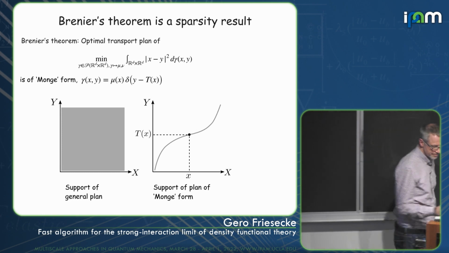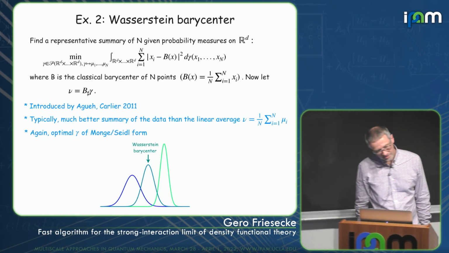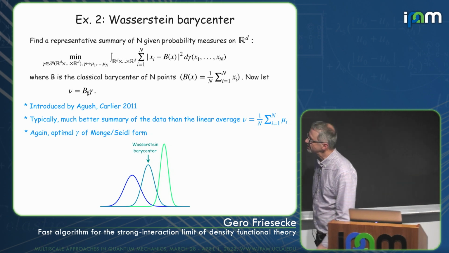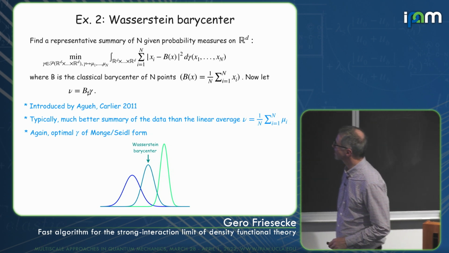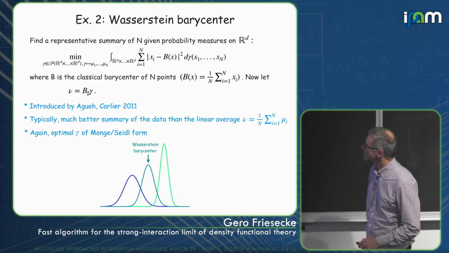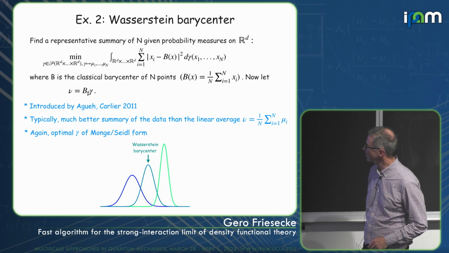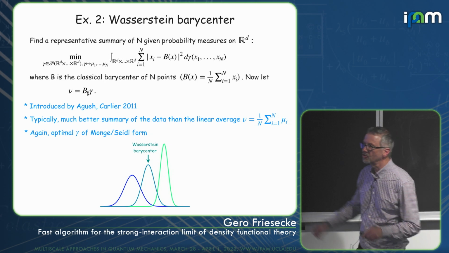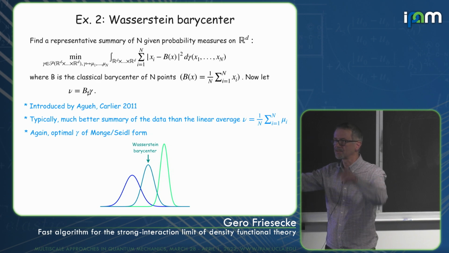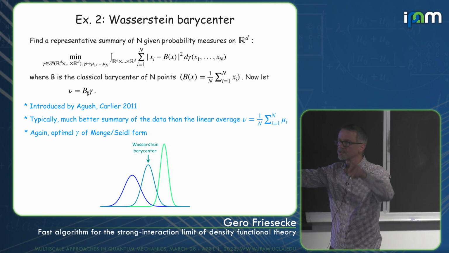Now let's go to the Wasserstein barycenter. Let's first start with why one is interested in it. It's typically a much better summary of a bunch of data sets than taking the linear average. I've plotted here an example. If I take two Gaussians, the green one and the blue one, and take the linear average, you get two peaks, at both positions.